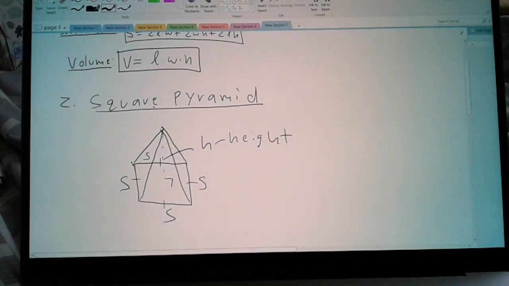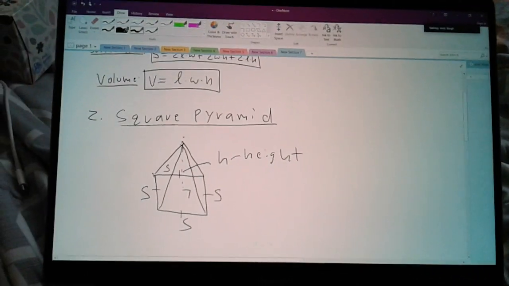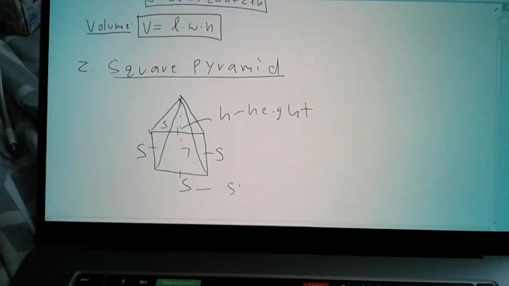A pyramid has a certain height. Those pyramids in Egypt have a certain height to them from the tip all the way to the base. H is the height, and S is the side length.